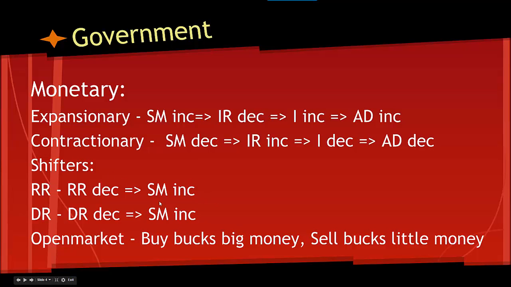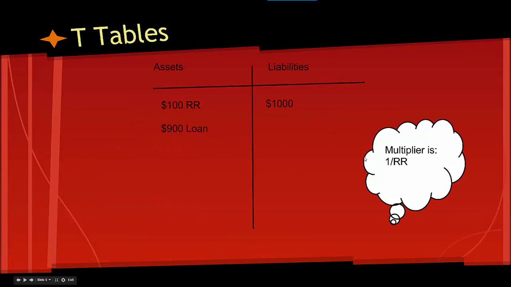But possibly the most important function of the monetary policy is the open market. There are two main things that you should know. Buy bucks, big money, and sell bucks, little money. So if the government wants to increase the supply of money, they're going to buy bonds. And by buying these bonds, you're putting more money into the economy, which increases the money supply. And by selling bonds, you're decreasing the money supply.